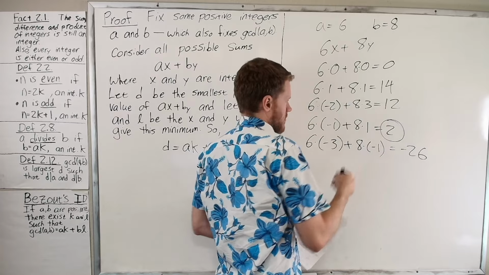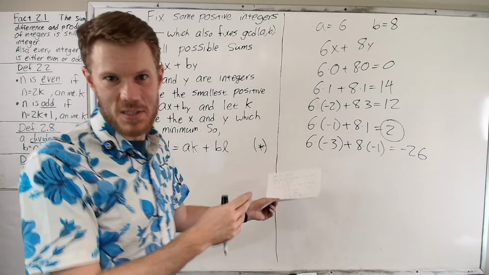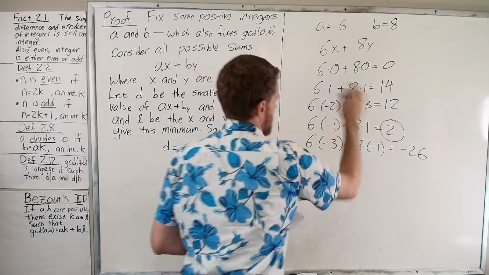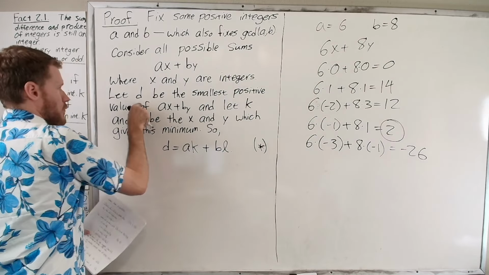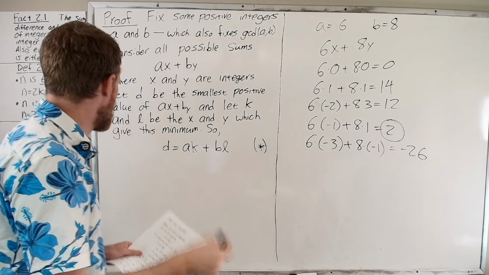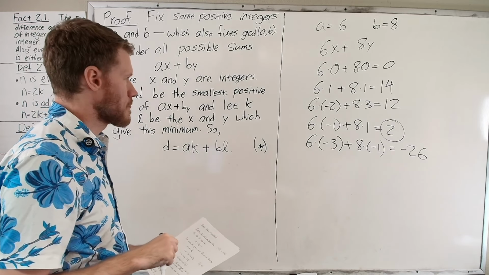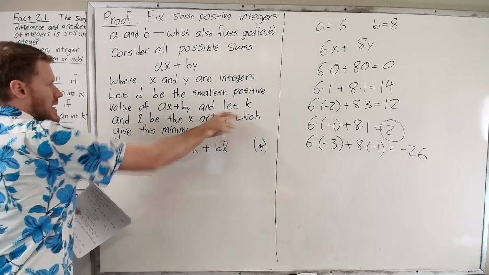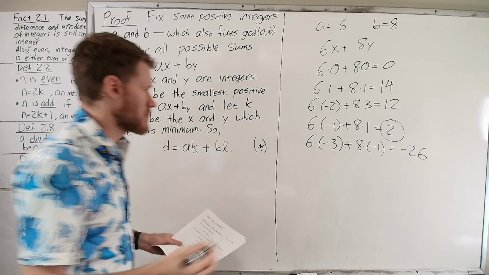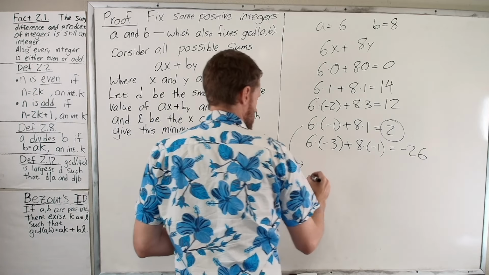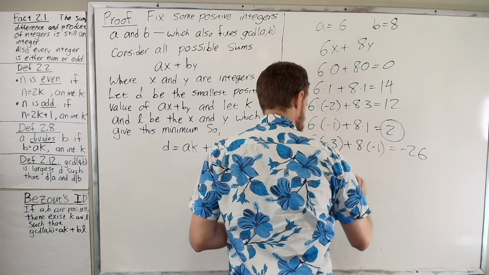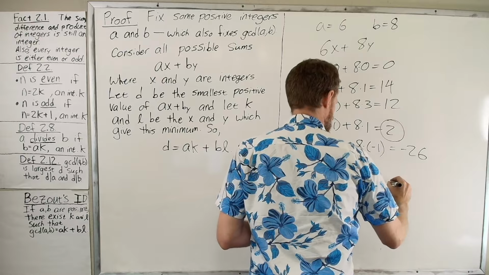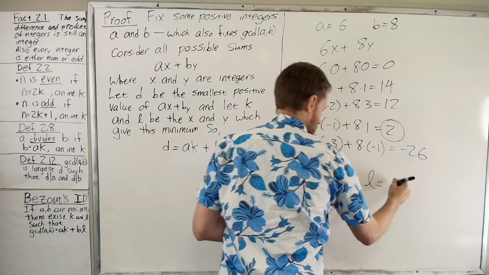You can see it right there. That shows it's possible. So for 6 and 8, 2 is going to be the number D that I'm referring to here, the smallest positive value of ax plus by. And then I say, and let k and l be the x and y that give you that minimum. So in this case, this one works. So our k, if it was 6 and 8, would be -1, and our l would be 1.